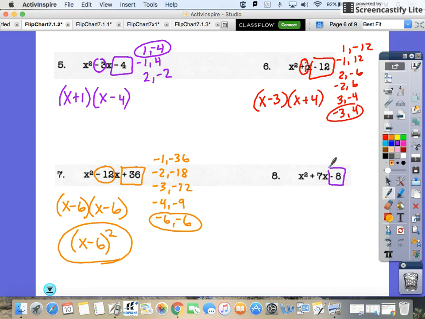And then this multiplies to a negative, but it adds to a positive. So negative means their signs need to be opposite. -1 and 8 or 1 and -8, 2 and -4, -2 and 4. This is the one that adds up to +7. So x minus 1, x plus 8. I'm going to pause the video and I'll finish up the next couple on the next video.